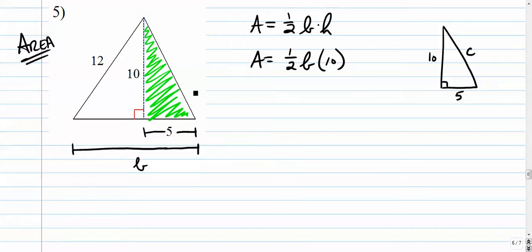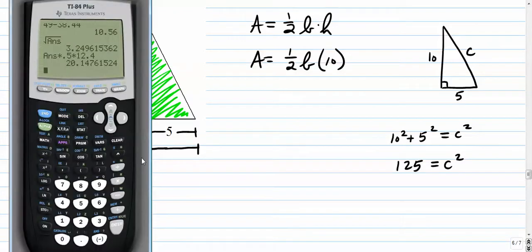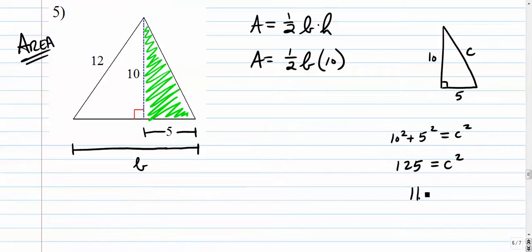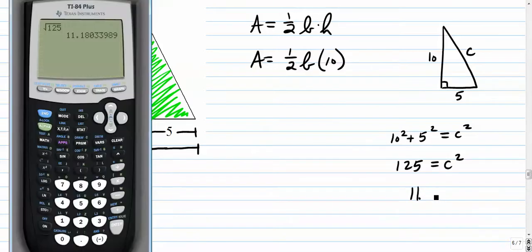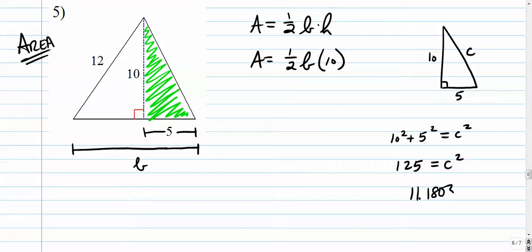I'm just looking at the green triangle. So 10 squared plus 5 squared equals C squared. That's 125 equals C squared. So we take the square root of 125. 11.1803. That's the length of this right here.